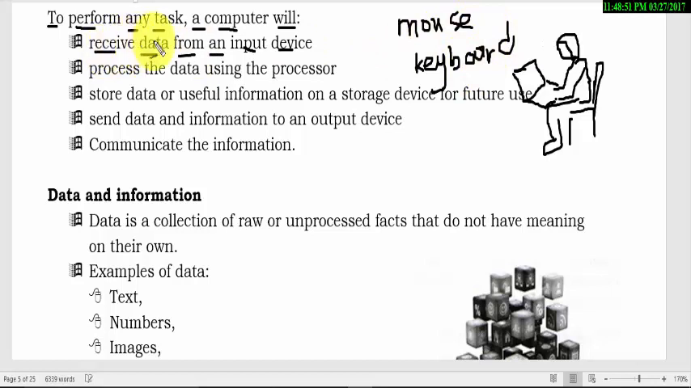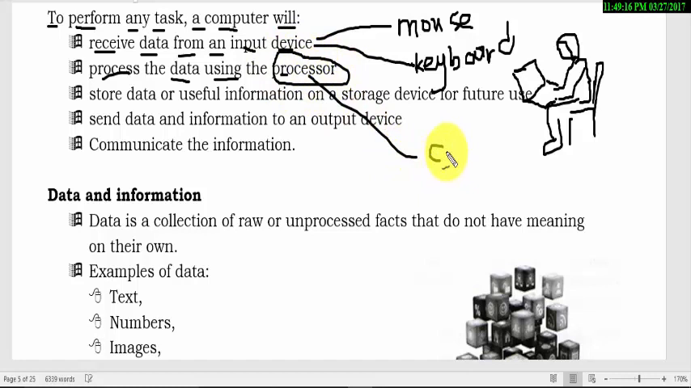So the computer will receive data from an input device. For example, this input device can be a mouse, and also can be what we call a keyboard. Now, for a computer to perform a task, it will also process the data using the processor. Now, this processor, students, is the other name for the word CPU. So now, the teacher there is entering the marks for the children.